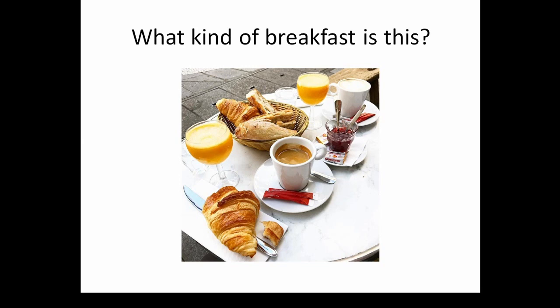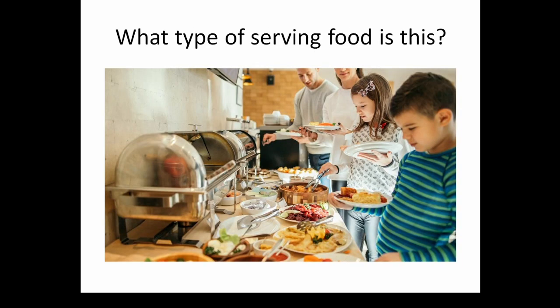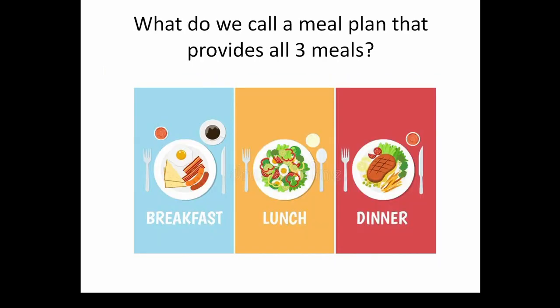So let's check these words. What kind of breakfast is this? There are croissants, coffee, orange juice, marmalade. What do we call this kind of breakfast? What type of serving food is this? What do we call a meal plan that provides all three meals? Breakfast, lunch, and dinner.